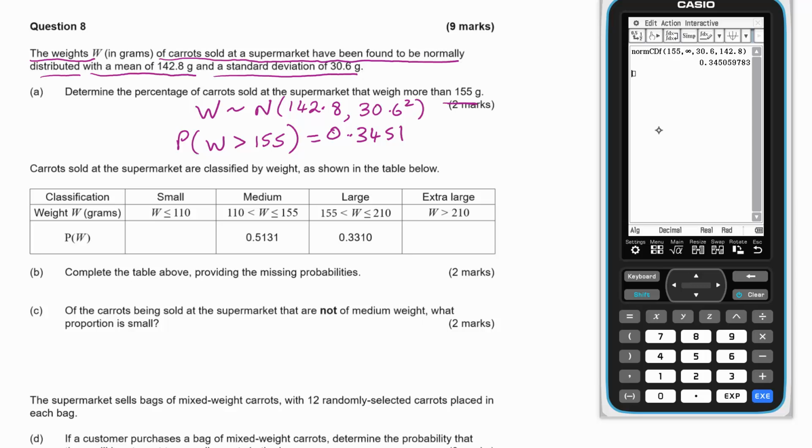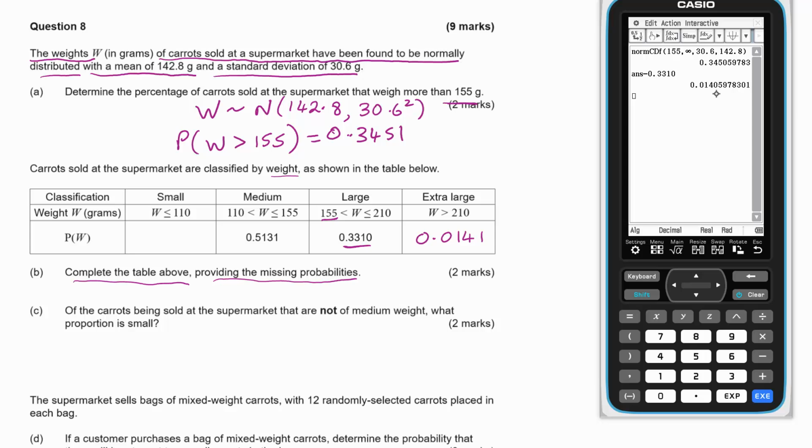Carrots sold at the supermarket are classified by weight as shown in the table below. We want to complete the table providing the missing probabilities. We just worked out that W is greater than 155. So if we want greater than 210, we can just subtract this from the answer we have on the calculator, and that will give me 0.0141, sticking with the 4 decimal places that we've already got in the table.